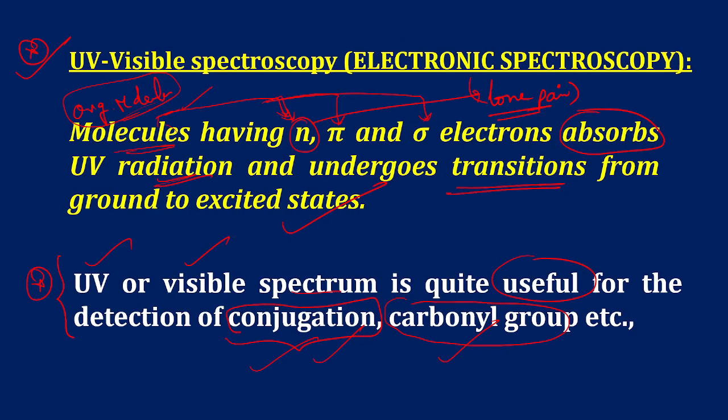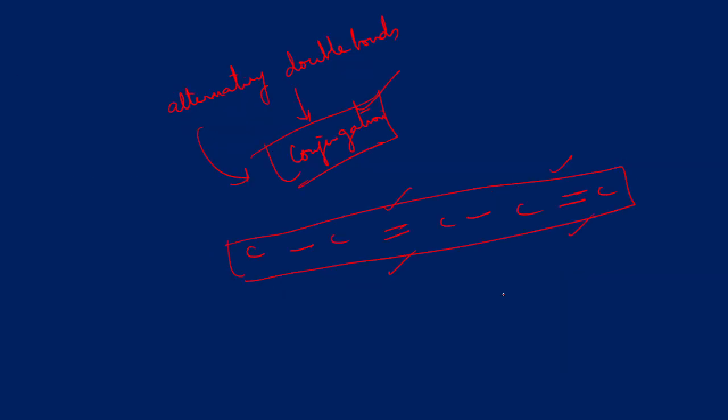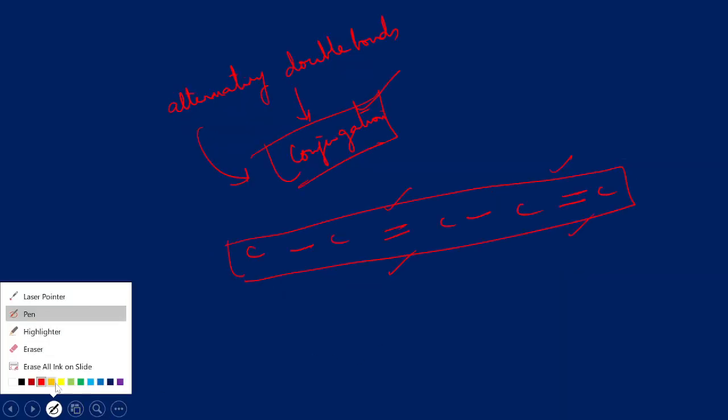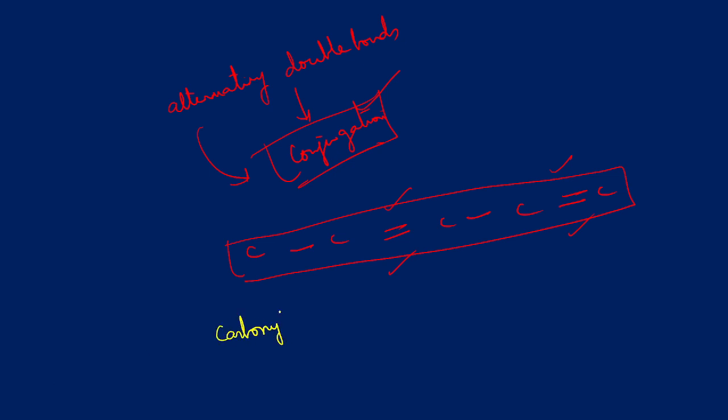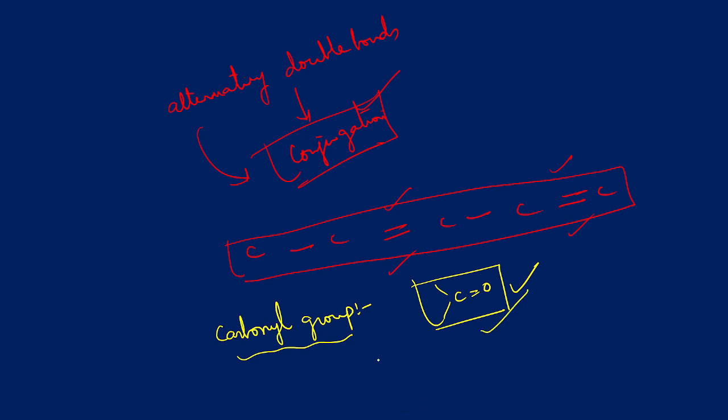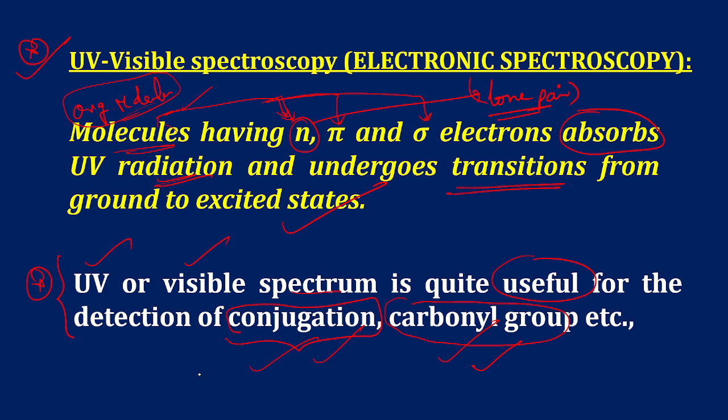This conjugation can be easily explained by UV visible spectroscopy. And the carbonyl group. What is meant by carbonyl group? Carbonyl group means if any organic compound has this type of functional group, C double bond O, it is called a carbonyl group. So if any organic molecule has this functional group, such data also will be given by UV visible spectroscopy. So spectroscopy will give data about the conjugation and about the carbonyl group. Conjugation means alternating double bonds. Carbonyl means the molecule should contain the C double bond O functional group.